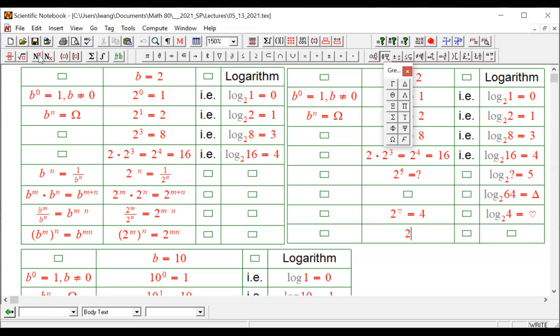2 to the power of blank equals to 128. And then you're going to write the entirety in logarithm. Are you ready? Okay, fill in the blanks.